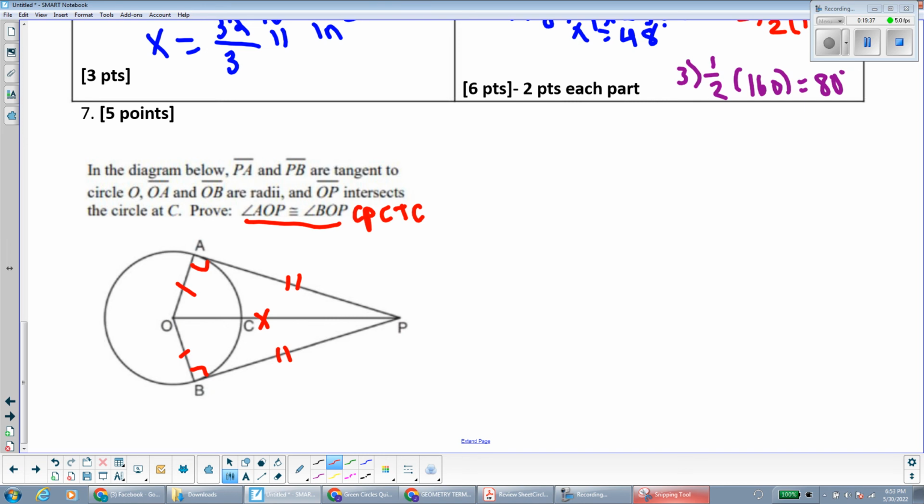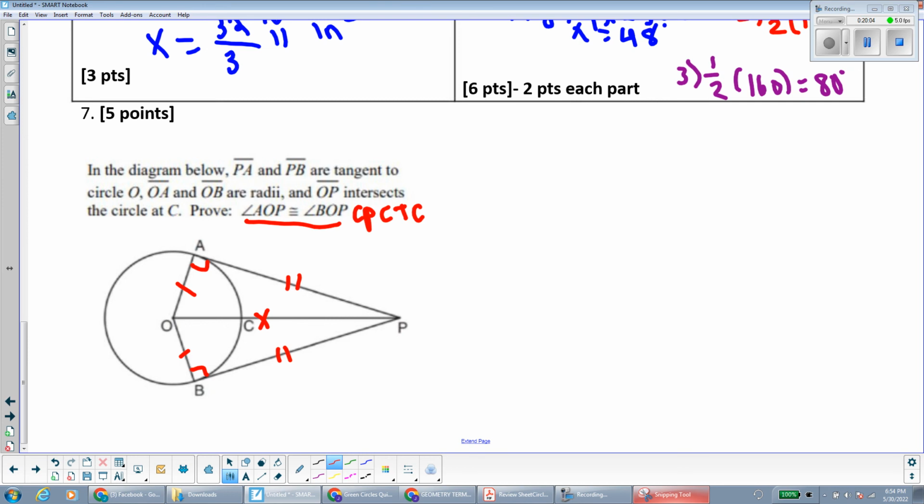But what a lot of people were not recognizing is that in order to use HL in your proof, it's not enough to just say these angles are right angles and explain why. You also have to say the triangles themselves, triangle AOP and triangle BOP, are right triangles. And your reason could be a triangle with a right angle is a right triangle. But in order to use HL, since it is specifically for right triangles, you do need to state that you do have right triangles in order to use it.